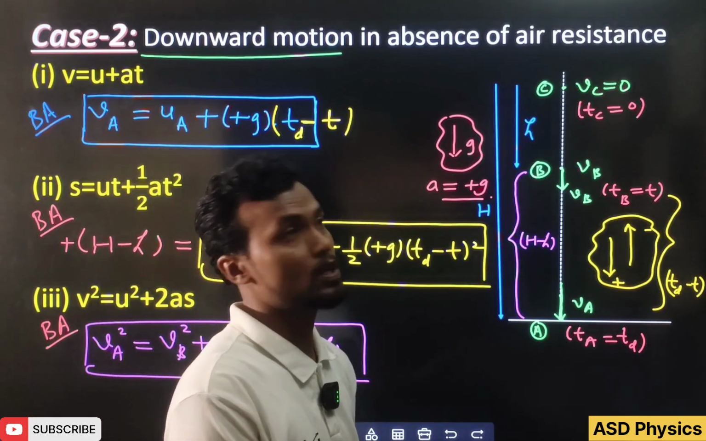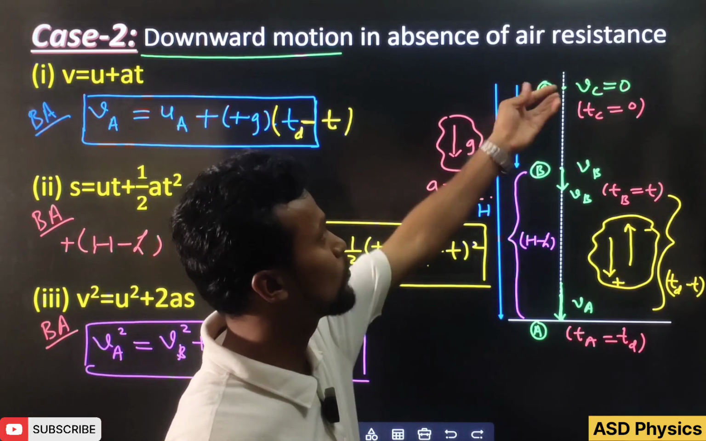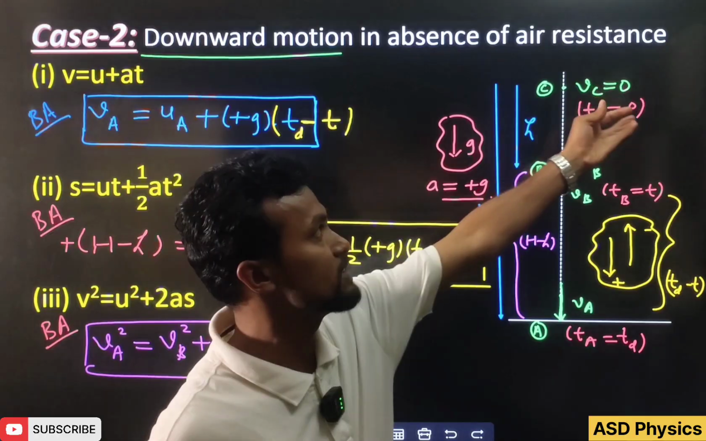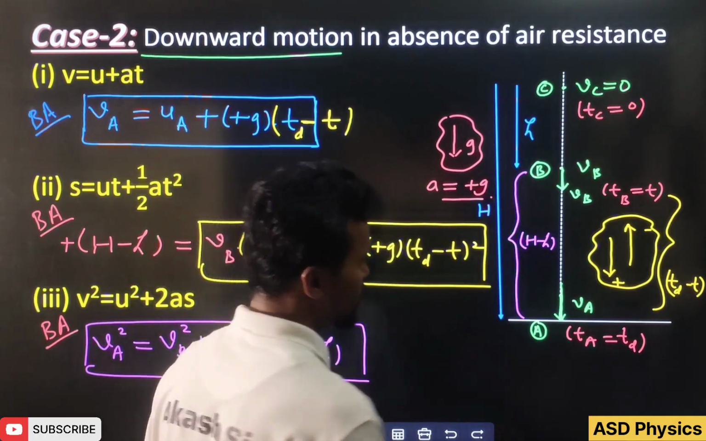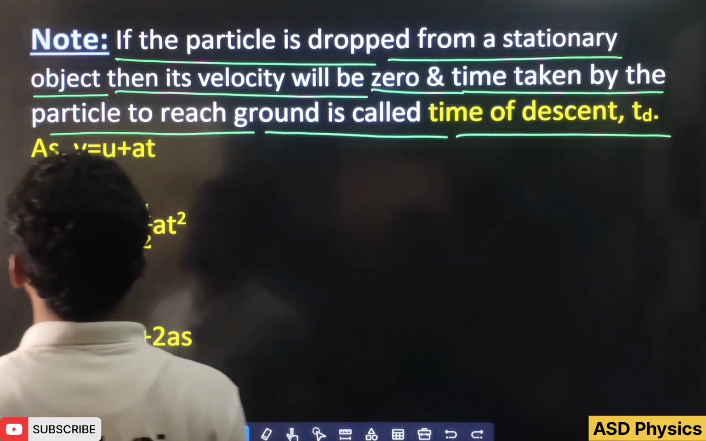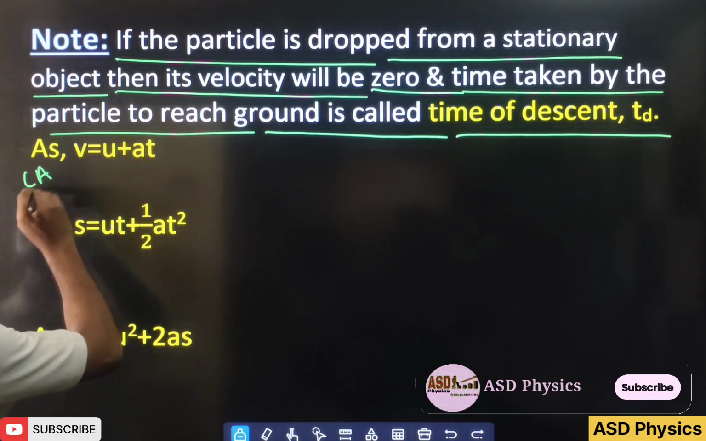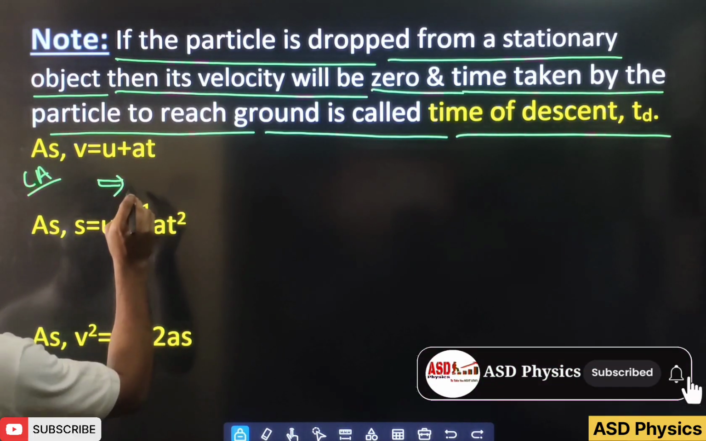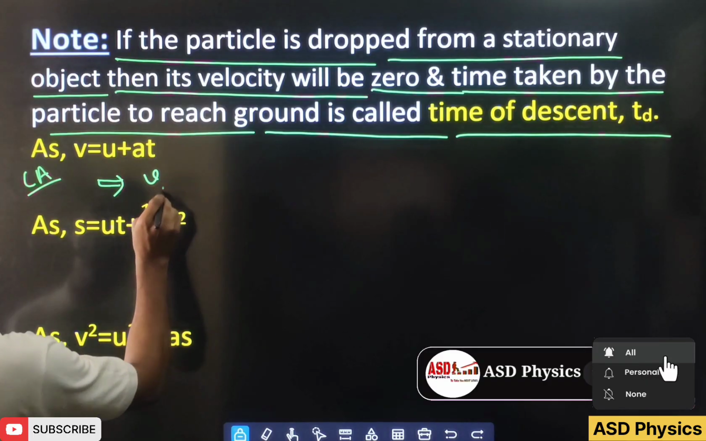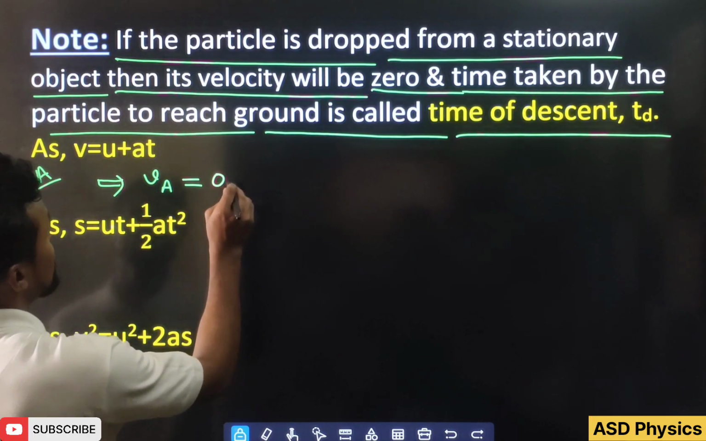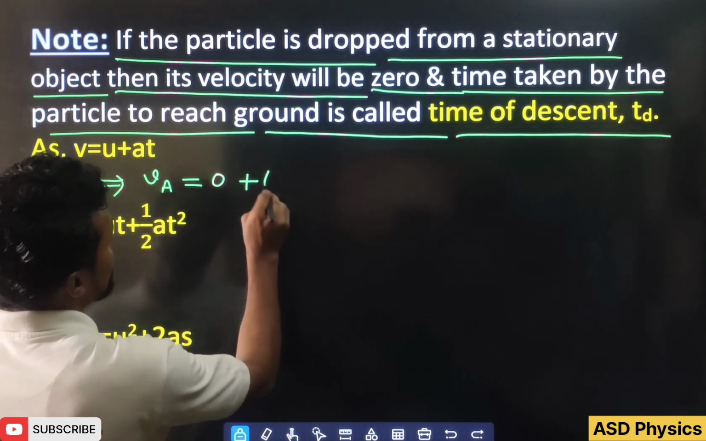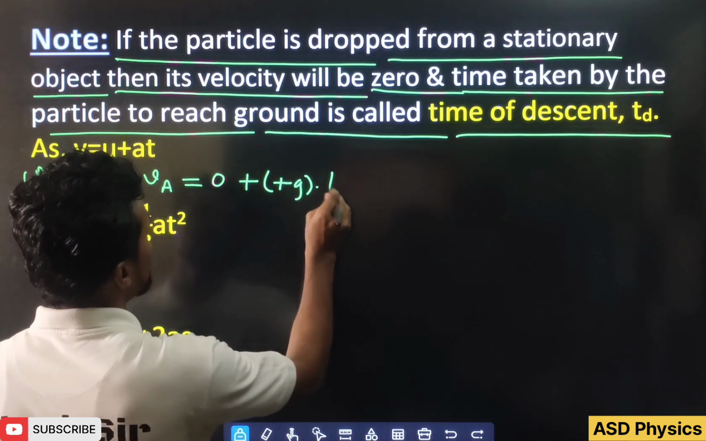From there the question used to come a lot. Okay, so now I am going to take the motion from C to A. VC will be how much? That means now this will be my initial velocity, and it will be how much here? 0. Okay. So from C to A, the final velocity is VA, at point A. Initial velocity at point C is 0, plus g, and the time taken is how much here?